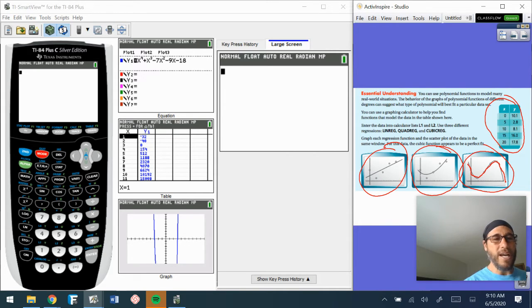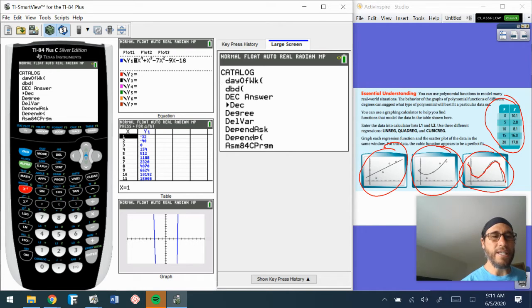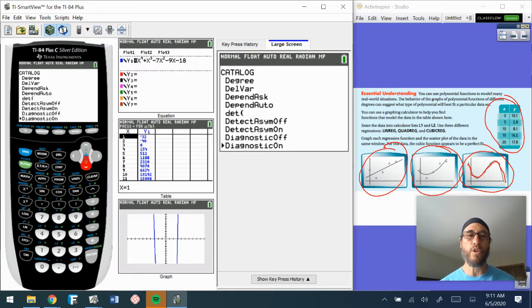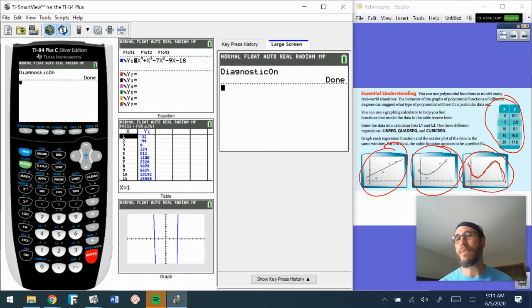To do that, I need you guys to hit second, catalog, okay? And then that comes up. And then we need to go down to diagnostic on. Now, if I keep on going down like this, it's going to take forever. So I'm going to hit alpha D. Sometimes you have to do it twice. Alpha D, and then it goes down to the D's, which is really nice. And then we're going to go down until we see diagnostic on. If you have trouble with this at home, make sure you come in for help, because this is essential for what we're doing. All right, I hit enter. Booyah. I have to hit enter again. It's got to say done, and then it means I'm ready to go.